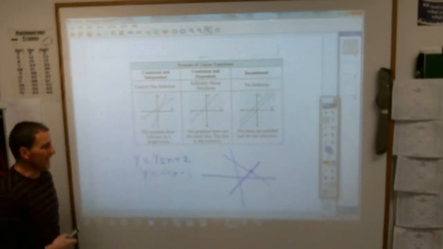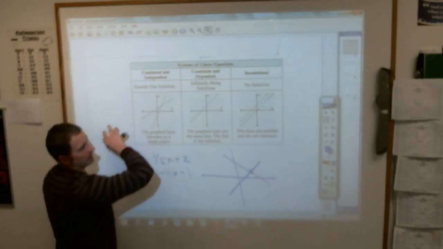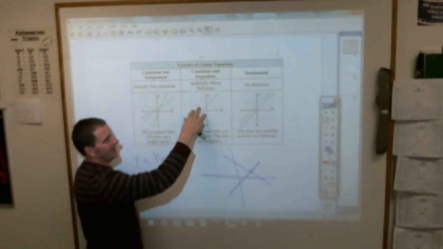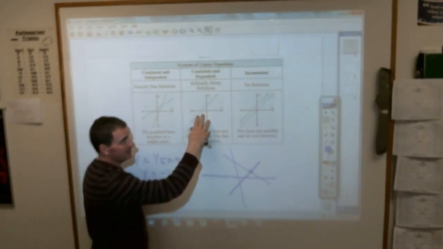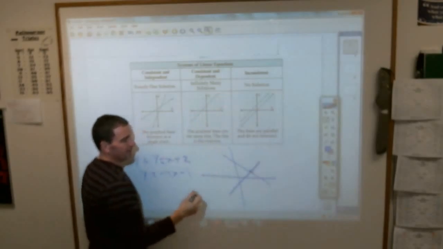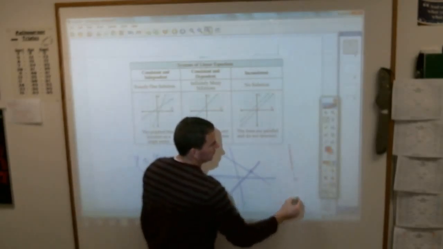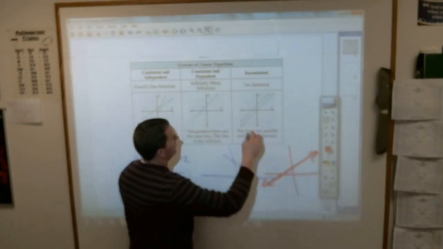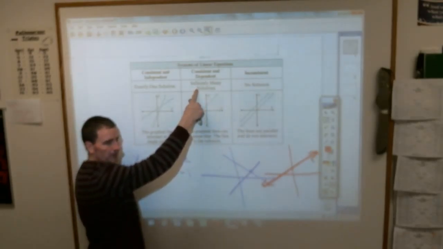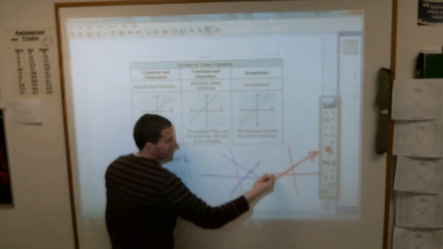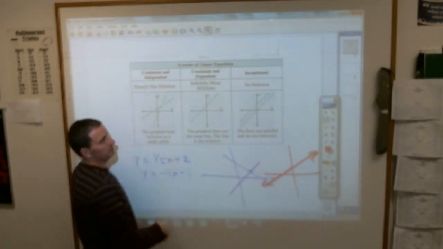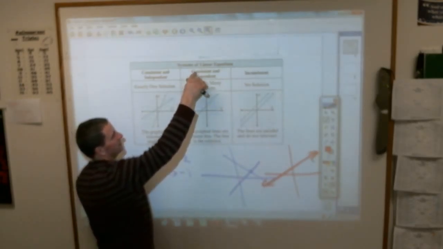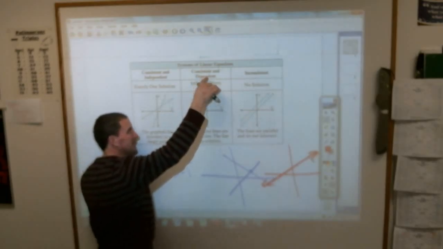Your second choice is, if you graph two lines, they happen to be the exact same line. When you graph them, they end up being right on top of each other. There's an infinite amount of solutions, because any point on either one of those, which are the same line, would be an answer. That is called consistent and dependent.